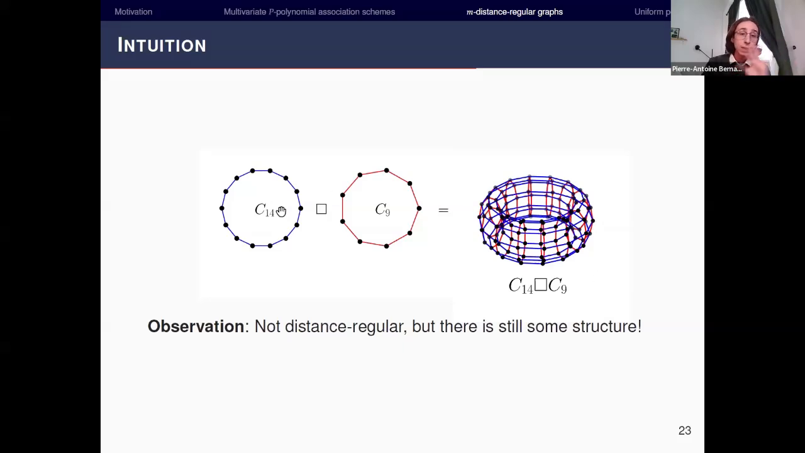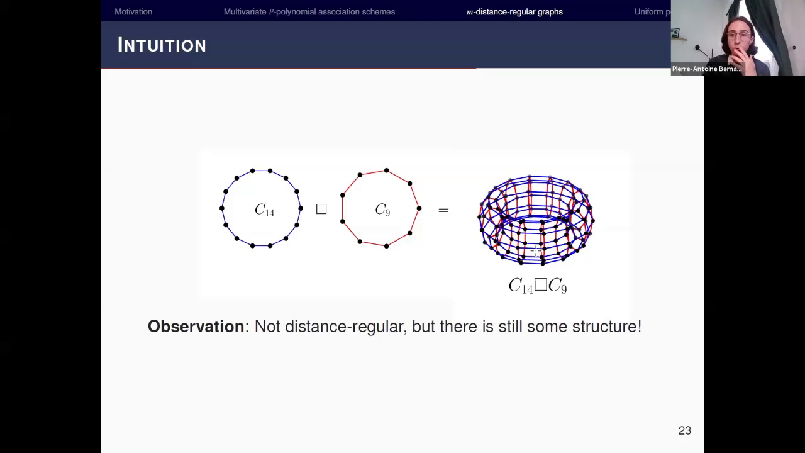So, okay, on the left side here, you have two graphs that are known to be distance regular. These are two cycle graphs. And you have their Cartesian product on the right-hand side, and it gives you some kind of toroidal graph. So even if you start with these two distance regular graphs, their Cartesian product is not distance regular.